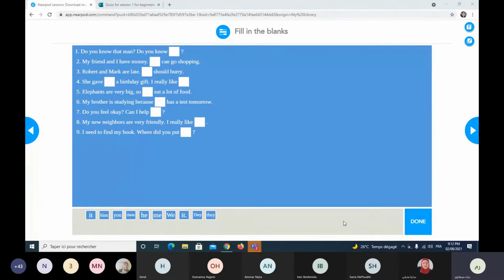I read the list again of the object pronouns. You have me, you, her, him, it, us, and them. These are found at the end of the phrase.